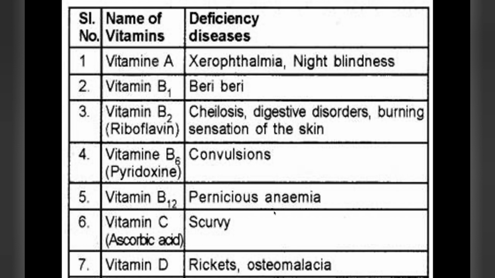Then vitamin B2, also known as riboflavin. Deficiency diseases caused are cheilosis, digestive disorders, burning sensation of the skin, etc. Then vitamin B6, that is pyridoxine, causes convulsions. Then vitamin B12, pernicious anemia. Vitamin C, also known as ascorbic acid, causes scurvy. Vitamin D causes rickets and osteomalacia. So you have to learn the names of all these diseases, the names of the vitamins, etc. thoroughly.